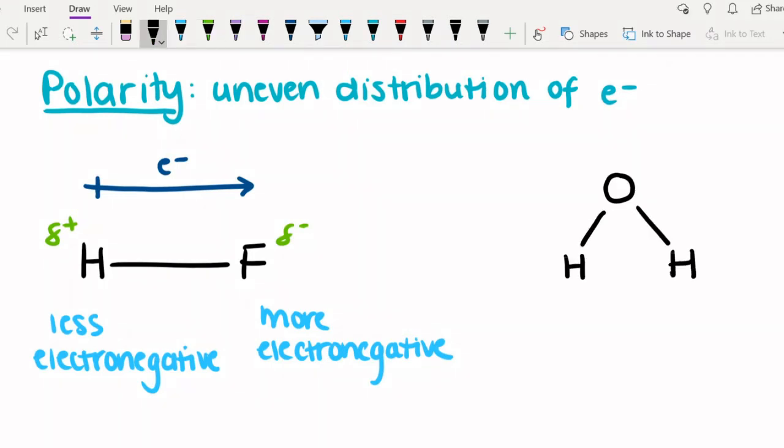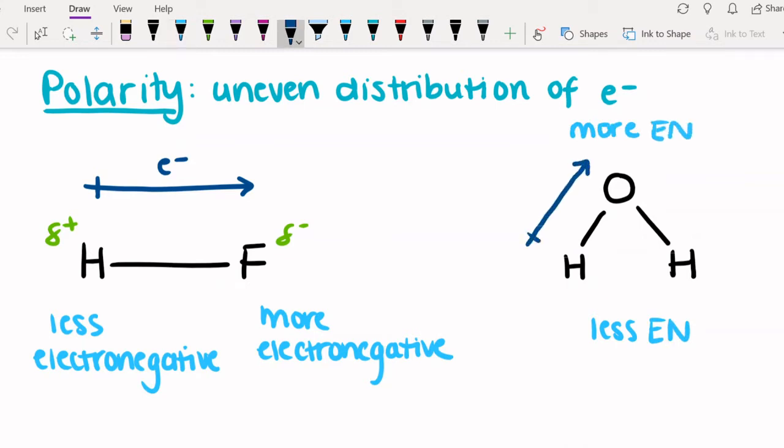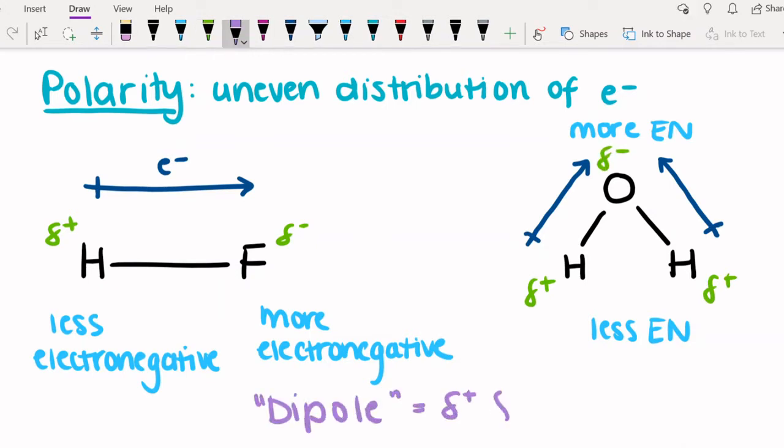Let's take another look at the water molecule we mentioned earlier. Oxygen is more electronegative than hydrogen, so it will pull electrons toward it and have a slight negative charge. The hydrogens will have a slight positive charge. Each molecule has a negative end and a positive end. This is called a dipole because the molecule has two poles. One is slightly negative and the other is slightly positive.